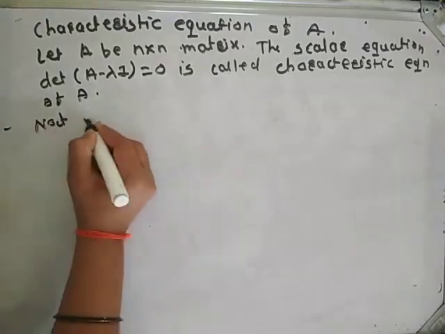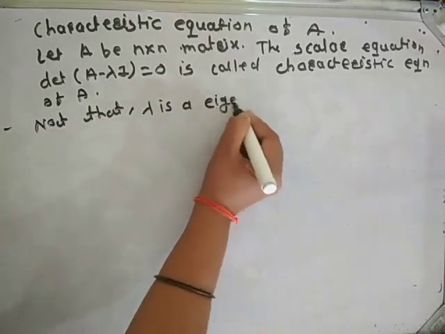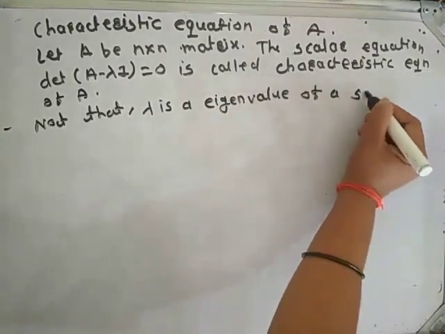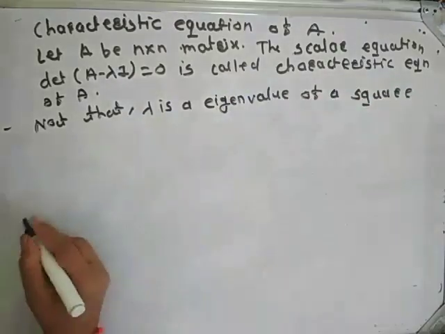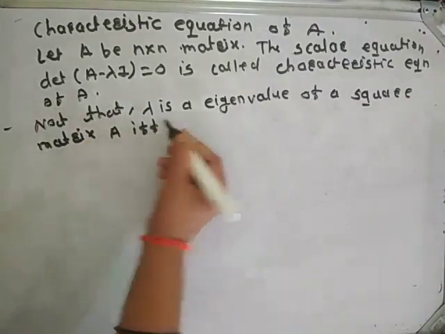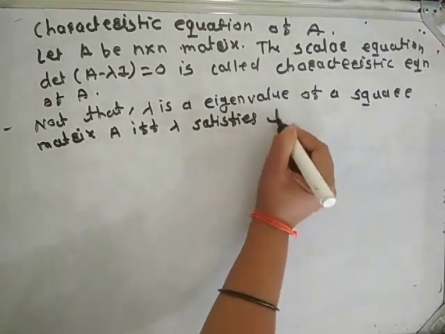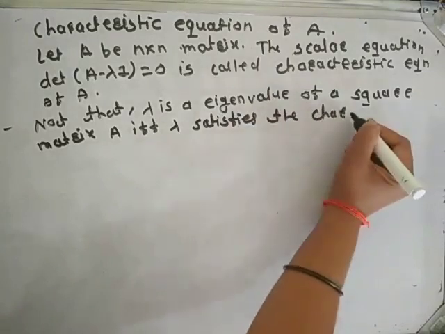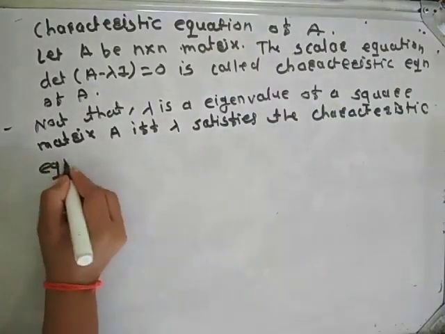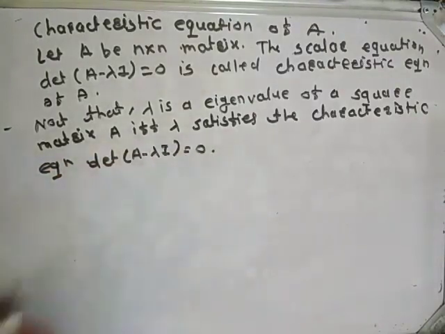Note that lambda is an eigenvalue of a square matrix A if and only if lambda satisfies the characteristic equation: determinant of A minus lambda I is equal to 0.